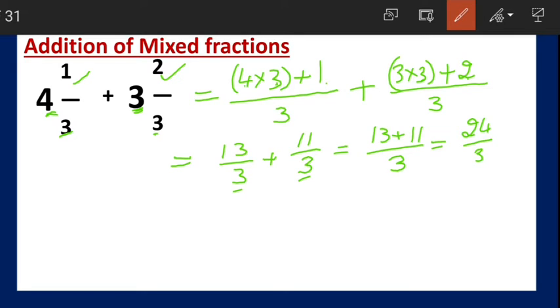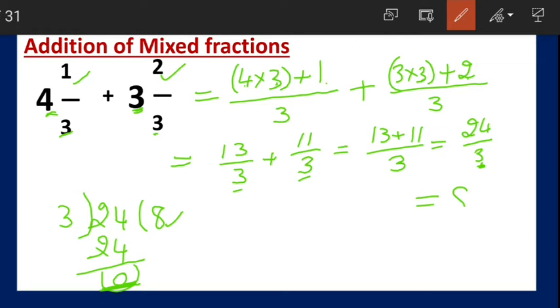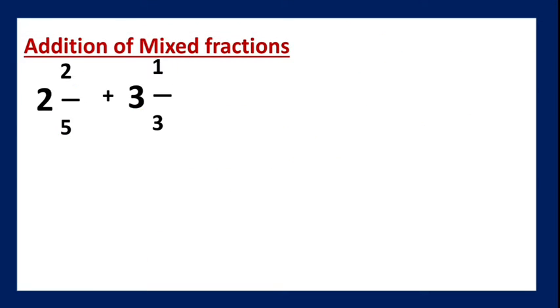Okay. So now once again convert this improper fraction into a mixed fraction. We know that 24 divided by 3. Okay. 3 8s are 24. 0 is the remainder. That means no parts left. 8 is the whole number. So 8 whole parts we will get. Like this, we can add the given mixed fractions.